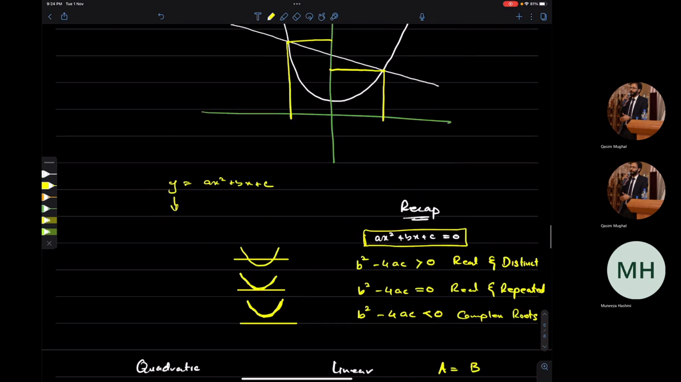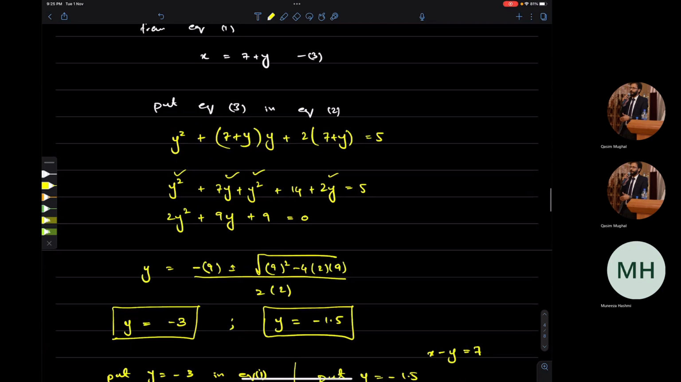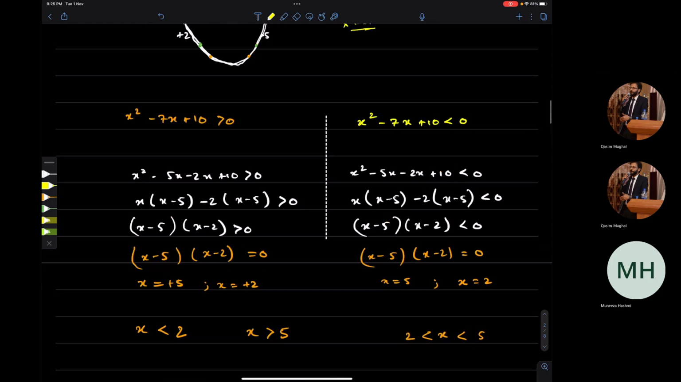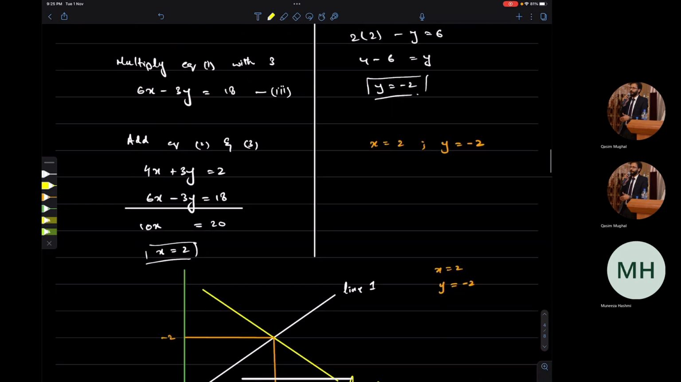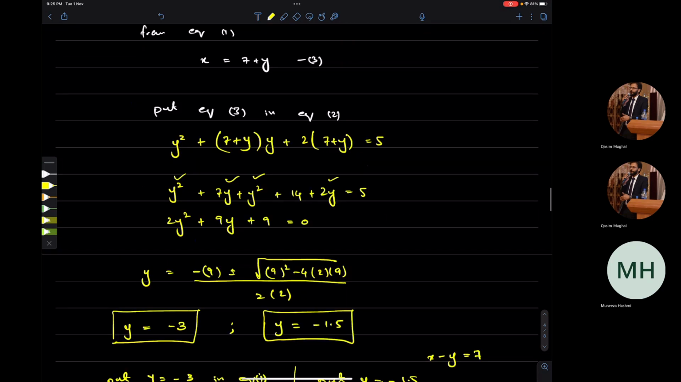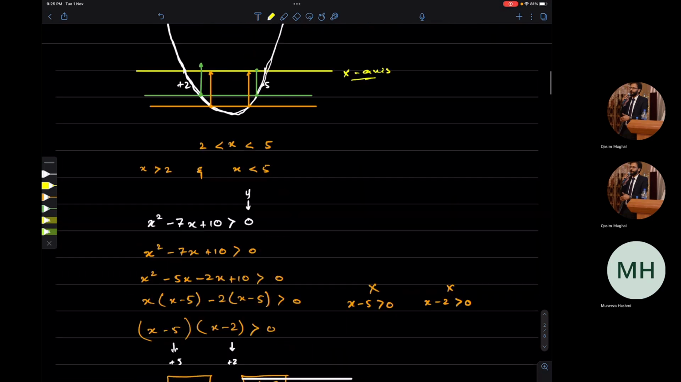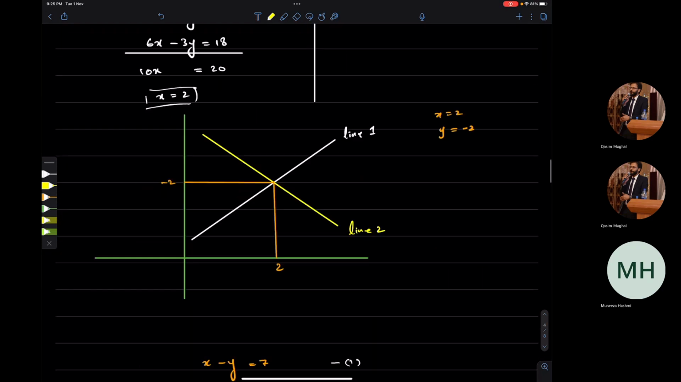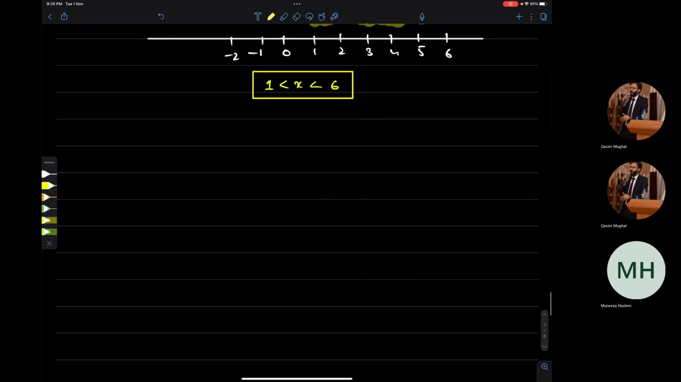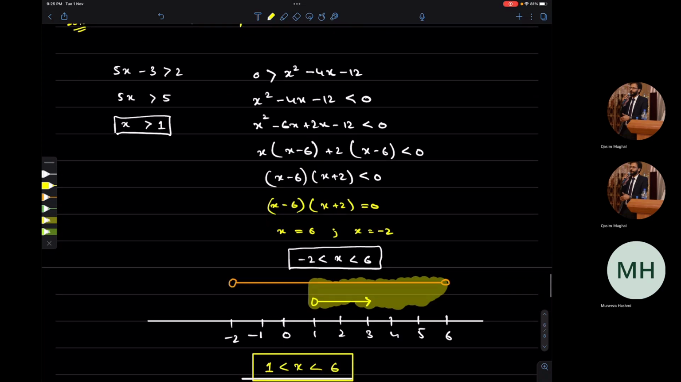So today we learned a lot of things. First of all, what do we actually mean by solving the two simultaneous equations together, both linear, both quadratic, their graphical meaning. And then we learned a quadratic inequality, and then we learned a linear inequality, and then the combined solution together. Okay? Yes, sir. So this was one whole chapter.